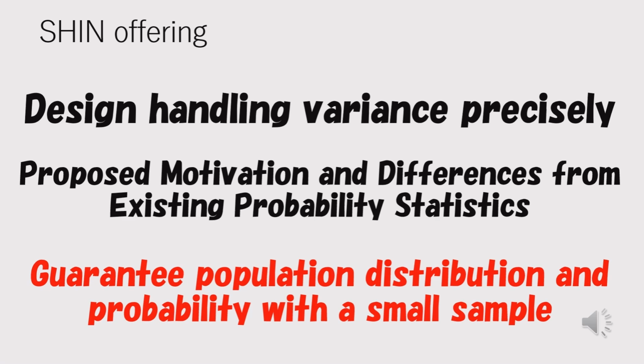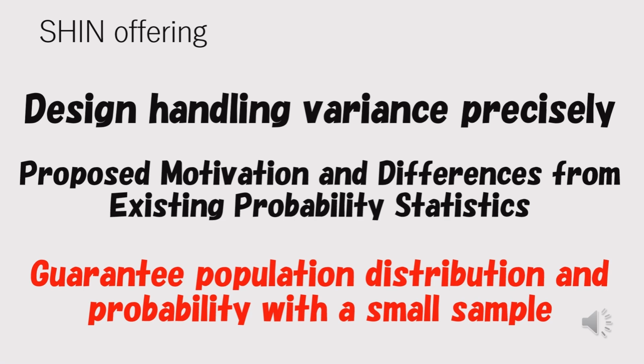Here is a description of a method for dealing with variance that was published by Jujutsu Hiransia in Japan. In this video, I explain the motivation for publishing the method for dealing with variance, the difference from existing probability statistics, its strengths and weaknesses. I will explain the cases in which you should use this method of dealing with variance and the cases in which you should use existing methods.